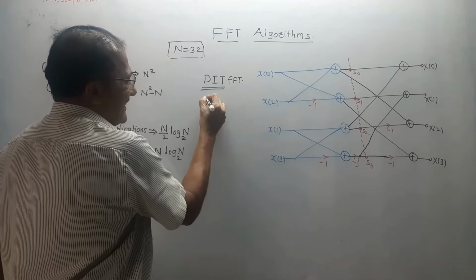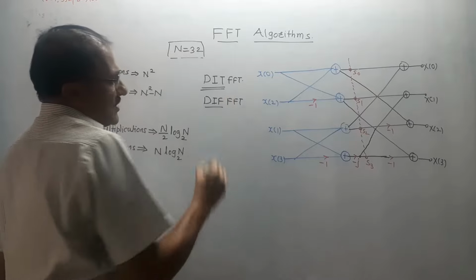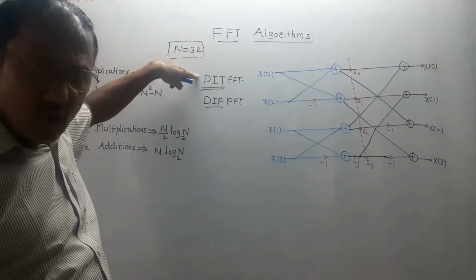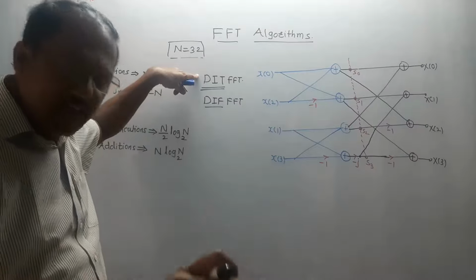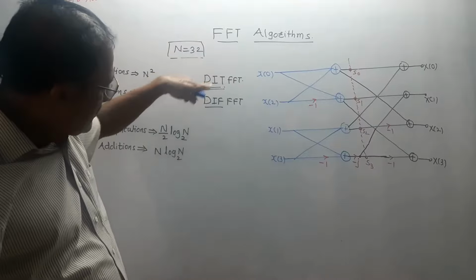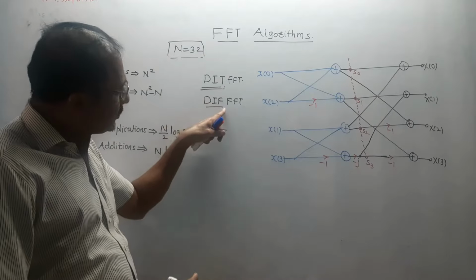Another algorithm is DIF-FFT. DIF stands for decimation in frequency. So in one algorithm we will be decimating, that means dividing the sequence, in the time domain. In the other, that is DIF, we will be dividing the sequence in the frequency domain.